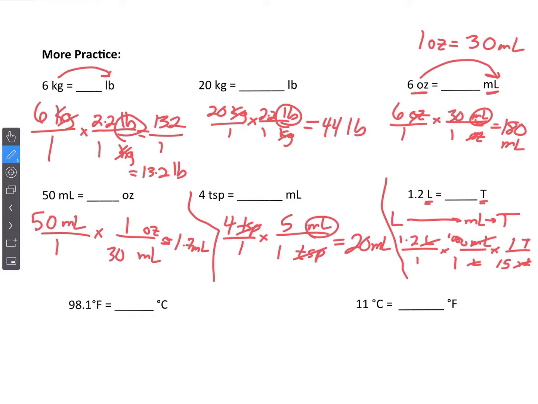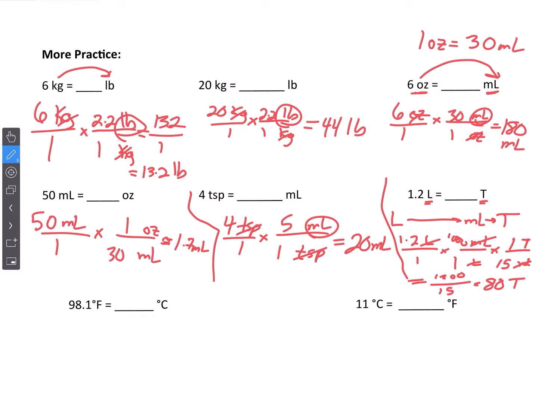So what am I going to get? In the numerator, I'll have 1.2 times 1,000 times 1. That's 1,200. Right? This is just multiplying the numerators. In the denominator, I'm going to get 15. So I'm going to have 1,200 divided by 15. You should get 80. 80 tablespoons.